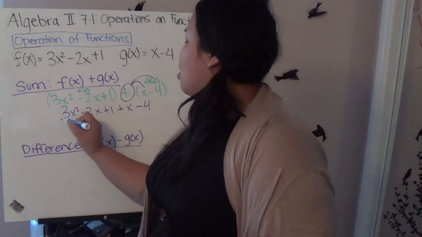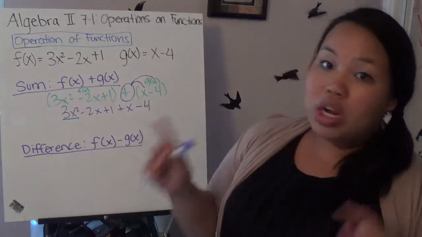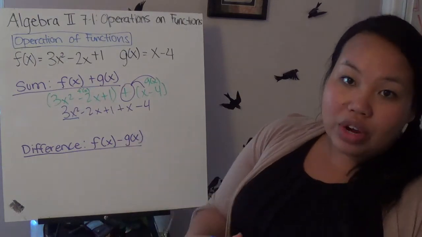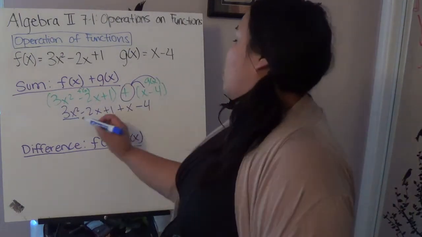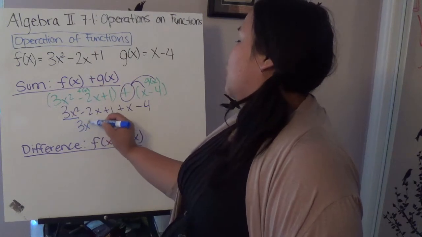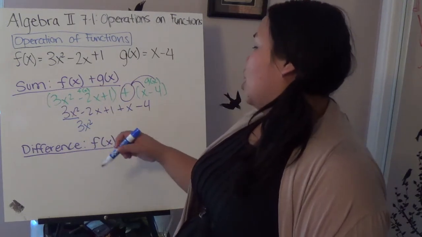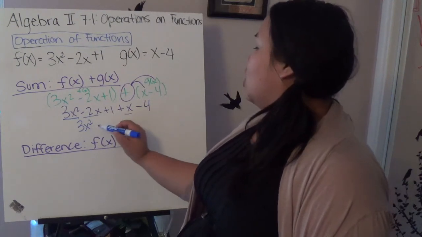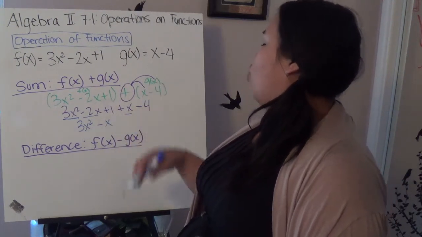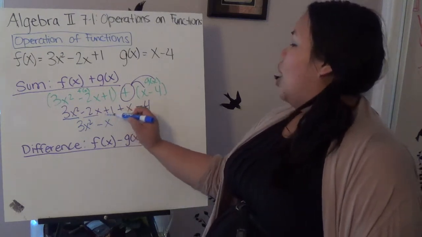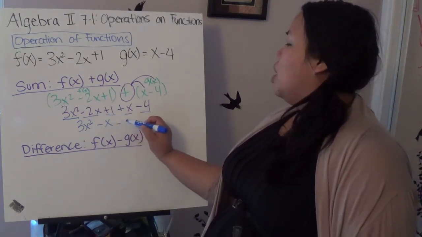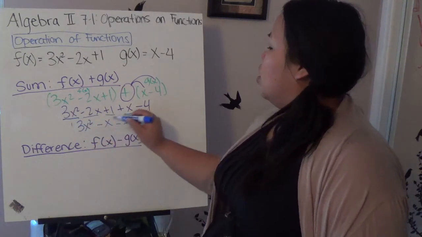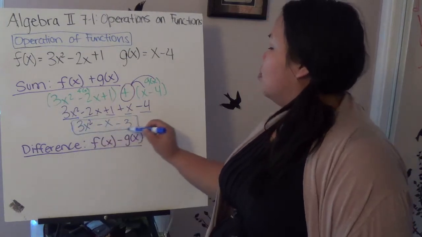So 3x squared, and with these longer ones, you'll want to constantly either underline or cross out what you've already used, so in case I forget, I can go back and include it. There's no other 3x squared, so I bring it down. Now x: negative 2x and positive 1x gives me a negative x, or negative 1x, either way. Then positive 1 minus 4 gives me a negative 3. Since none of these can be combined any further, this becomes my answer.